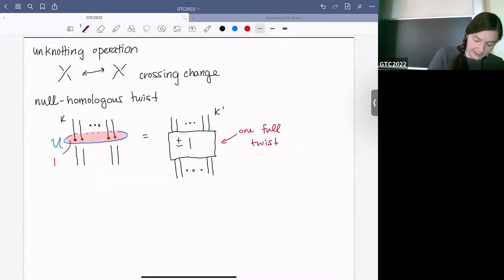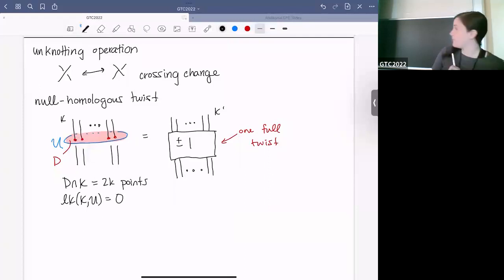let's call the disk D, then I need the intersection between the knot and the disk to be an even number of points. So let's say 2k points. And I need the linking number of my knot with that unknot to be 0. And the way that I make that second thing happen is, well, that just means that half of these strands should be heading down into that disk and the other half should be heading kind of up out of it. And that, of course, doesn't depend on the orientation of the knot.